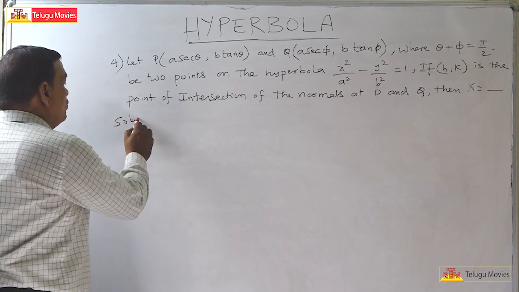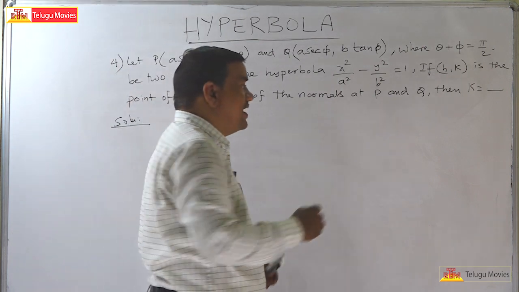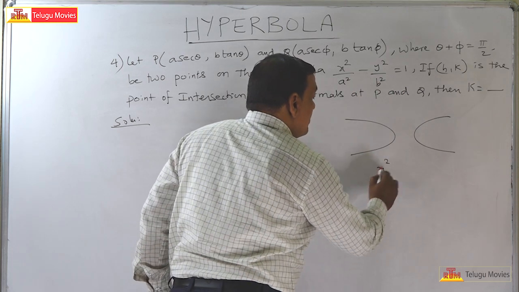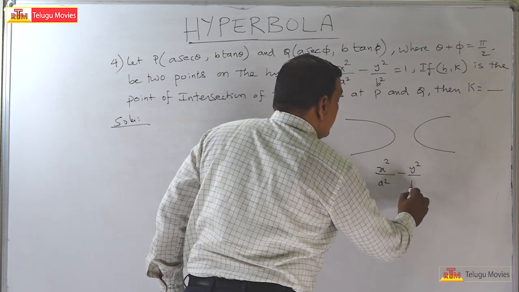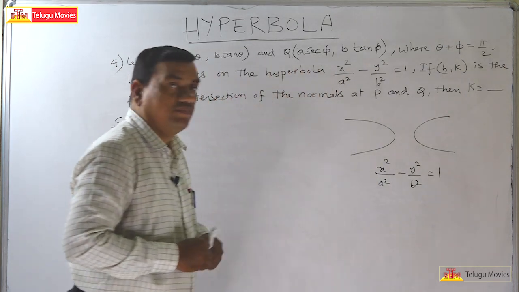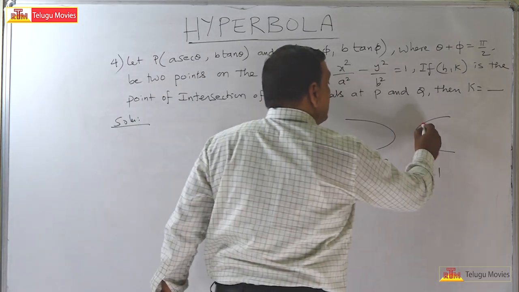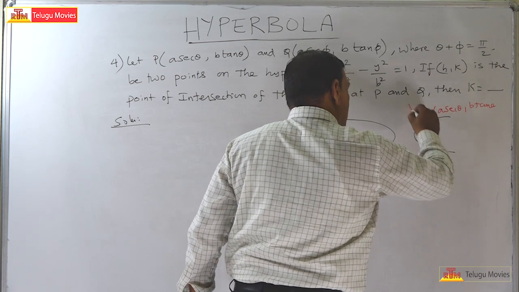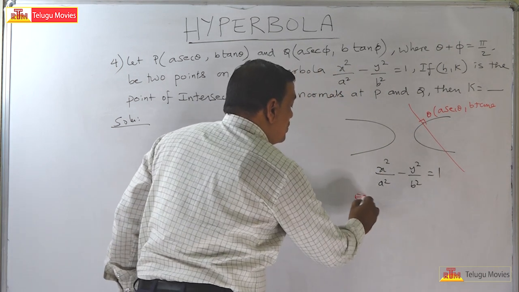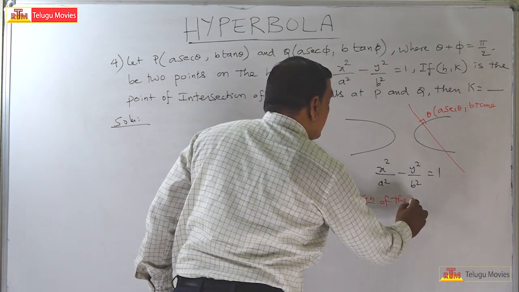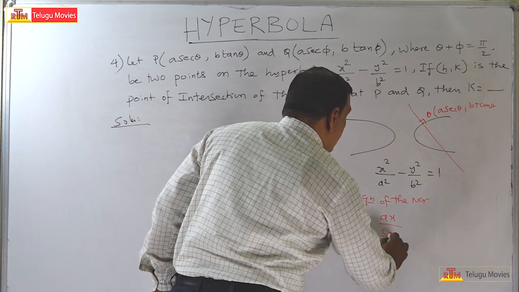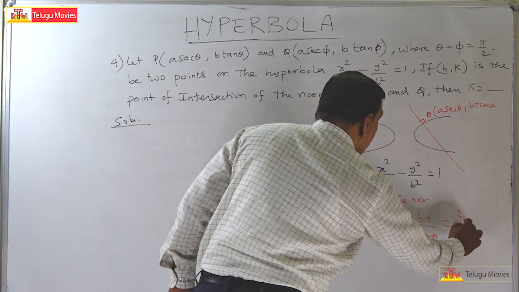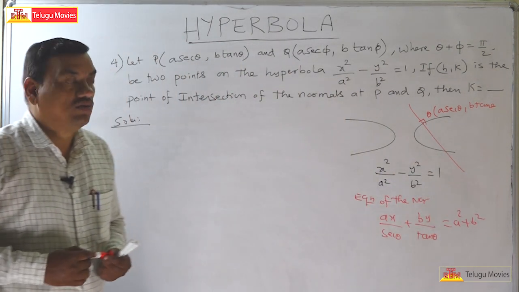So if you want to do this problem, you should know one basic formula. What is the basic formula? Let the equation of the hyperbola be x square by a square minus y square by b square is equal to 1. At theta, that is (a secant theta, b tan theta), what is the equation of the normal? The equation of the normal is ax by secant theta plus by by tan theta is equal to a square plus b square. That is the basic thing that you should know.